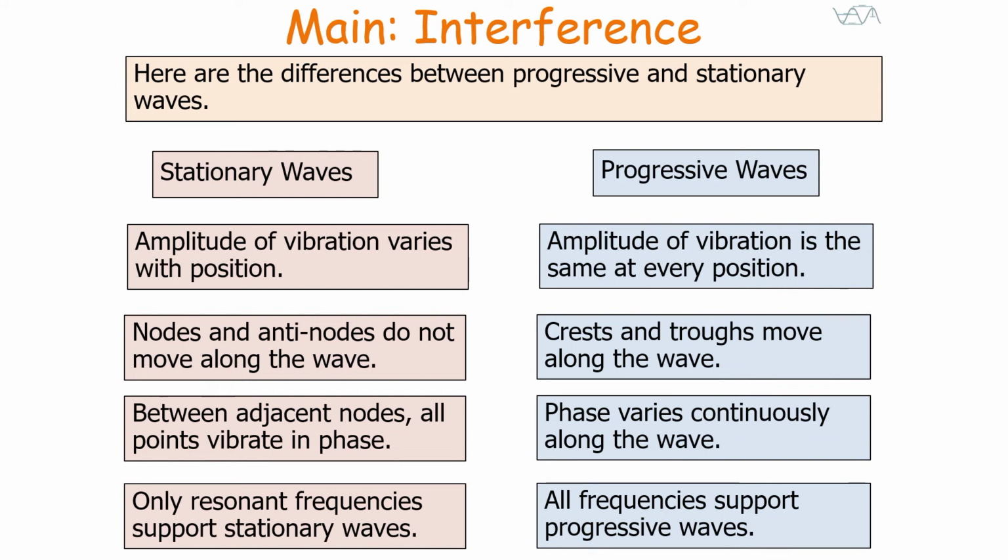And finally, in a stationary wave, only resonant frequencies support stationary waves. So not all frequencies can produce a stationary wave, only resonant frequencies can do this. Whilst for progressive waves, all frequencies support progressive waves.